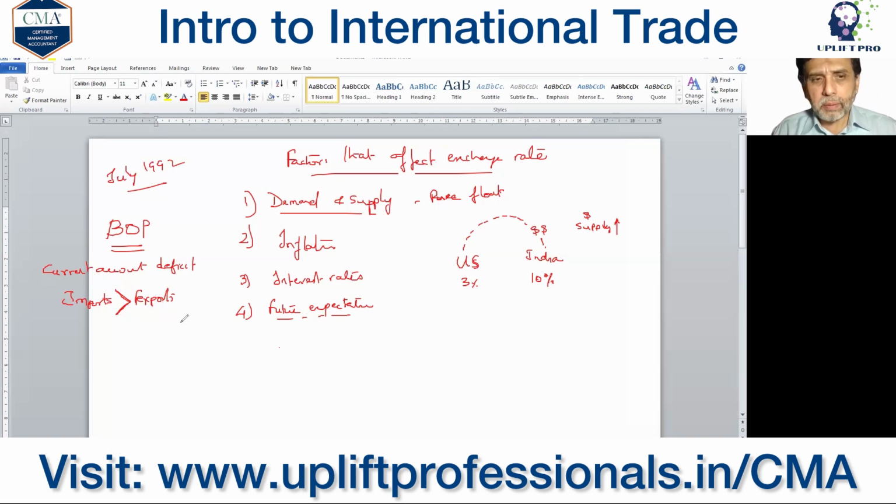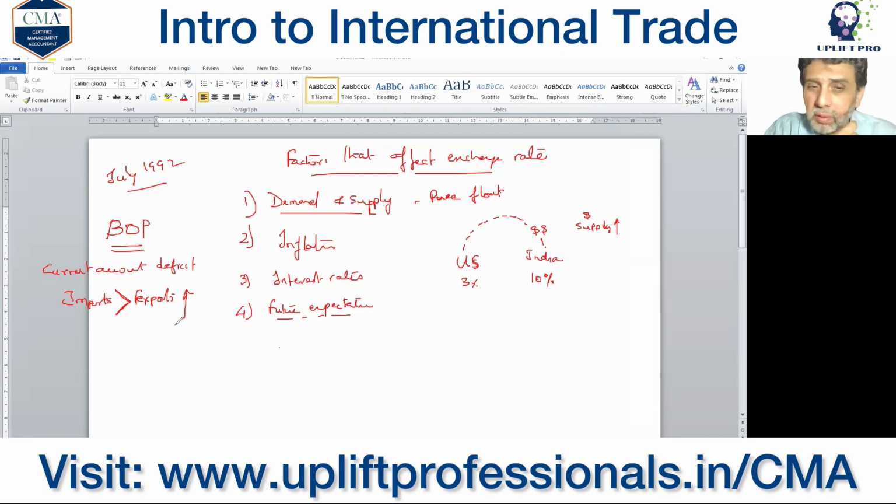They purposely devalue the currency so that exports pick up. See, when the currency gets devalued, what happens is exports become cheaper. A foreigner has to pay fewer dollars to buy Indian goods. So exports will pick up.